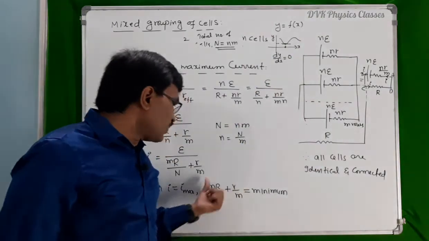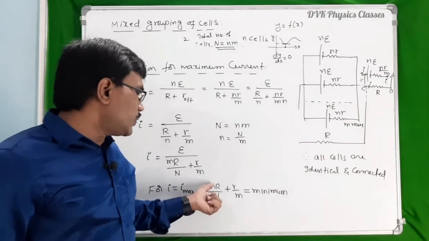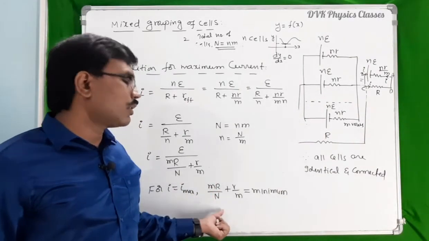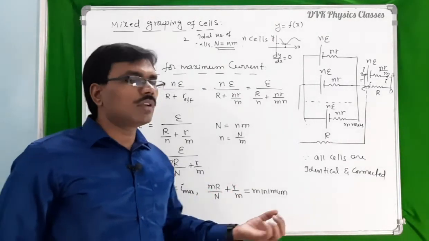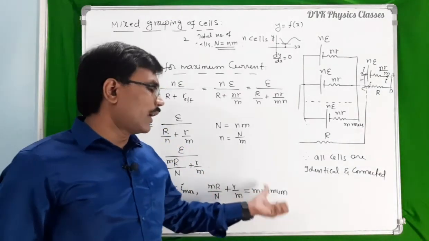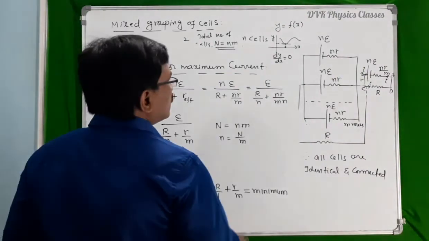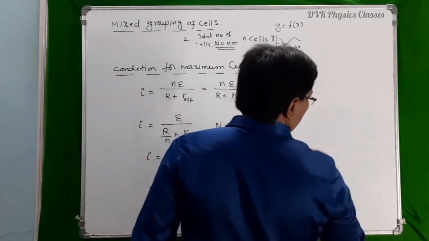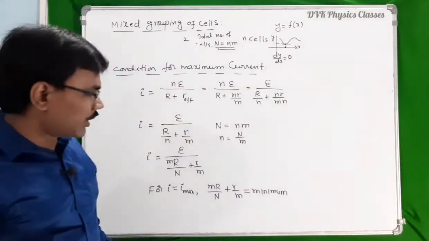So here also, whenever this term has a minimum value, the differentiation of this function with respect to m, because here the only variable is m and all others are constants, must be equal to 0. Right, so that is the condition for this term to have a minimum value. Now let me apply that condition to this term to get the condition for maximum current that we are deriving.